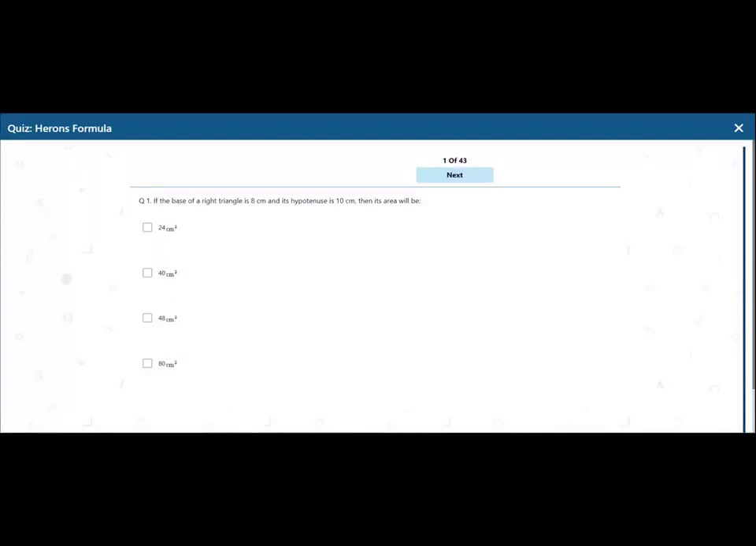Base is given, hypotenuse is given. You have to find the area. Got it? Height will be 10 squared minus 8 squared. Ma'am, 24 centimeters square. You got 24? Yes, ma'am. Correct. Very good. Give yourself 1 mark and put a correct.